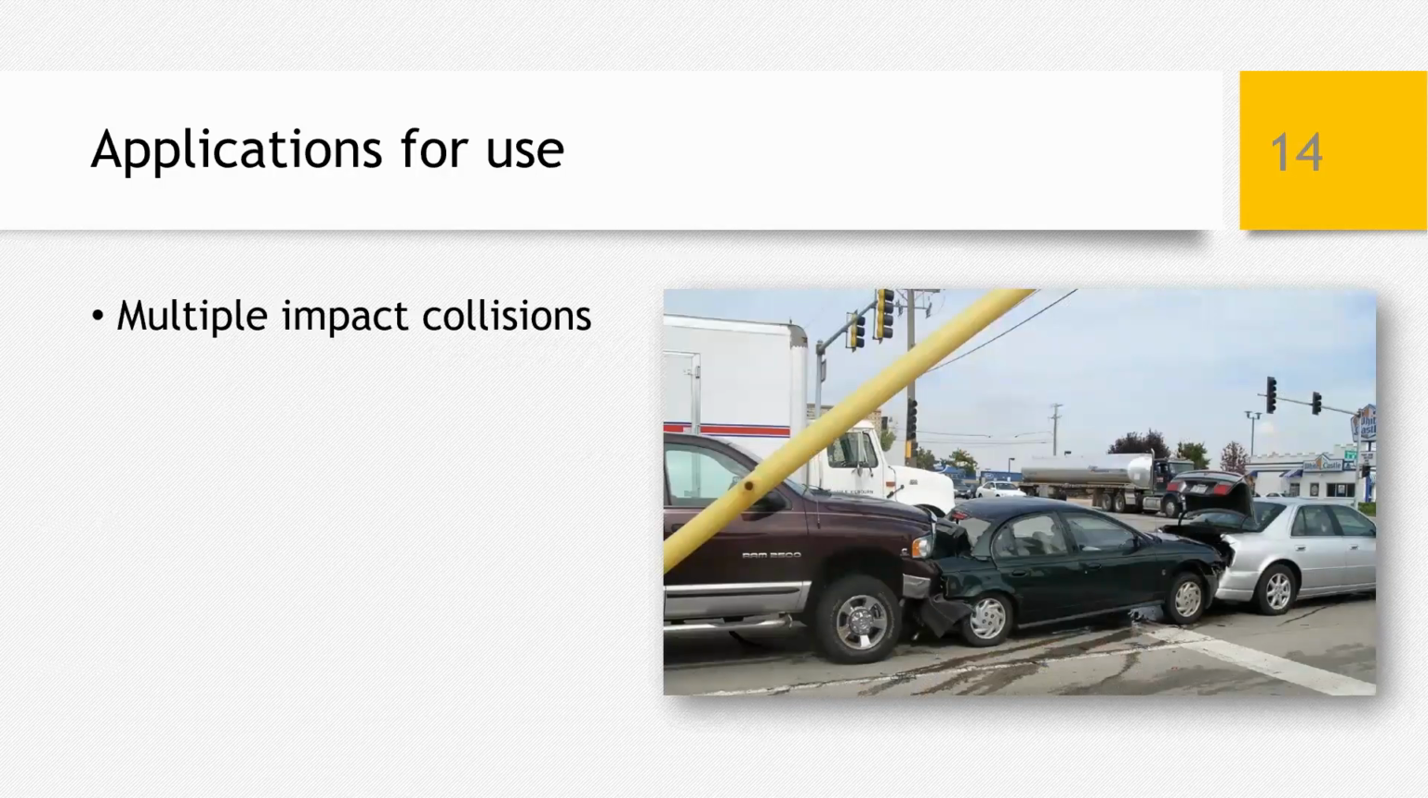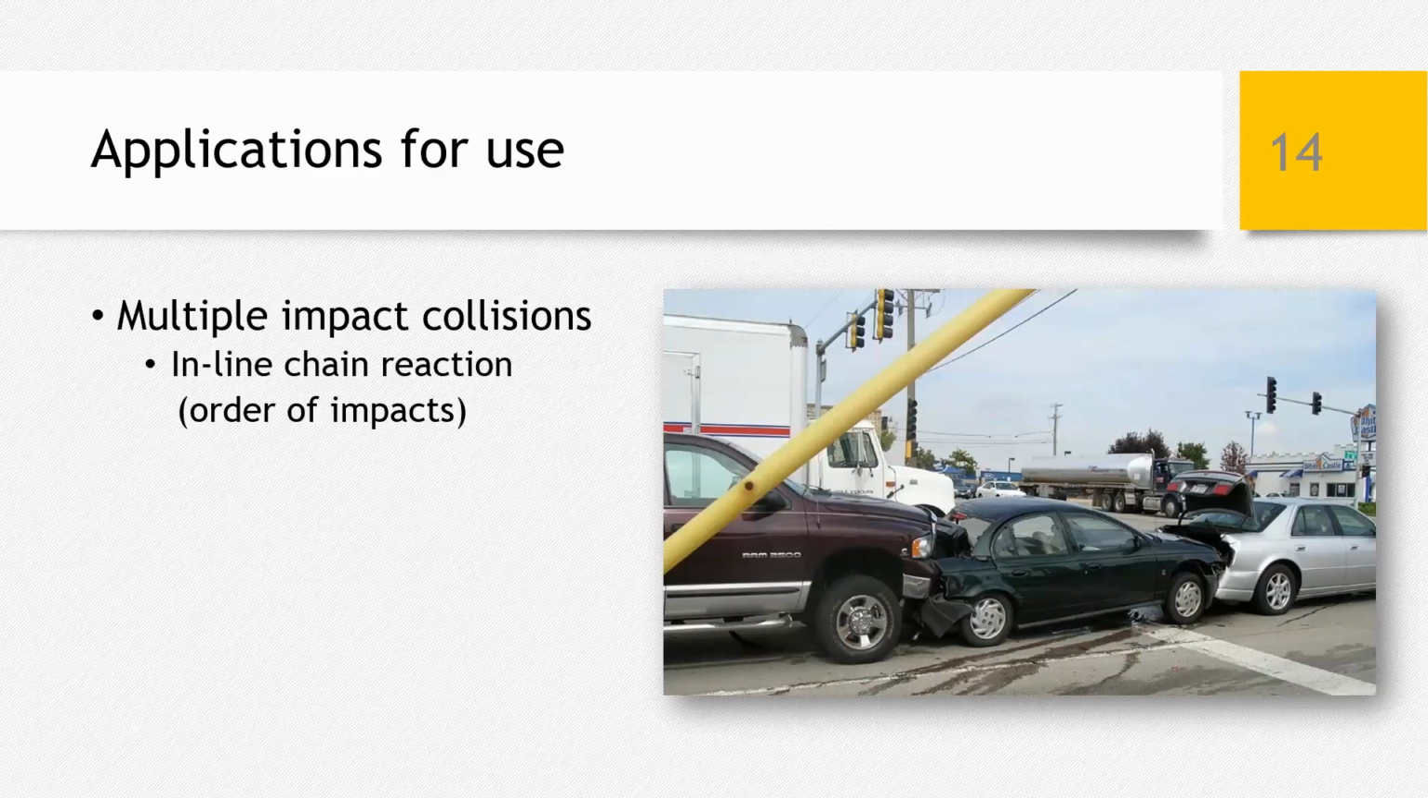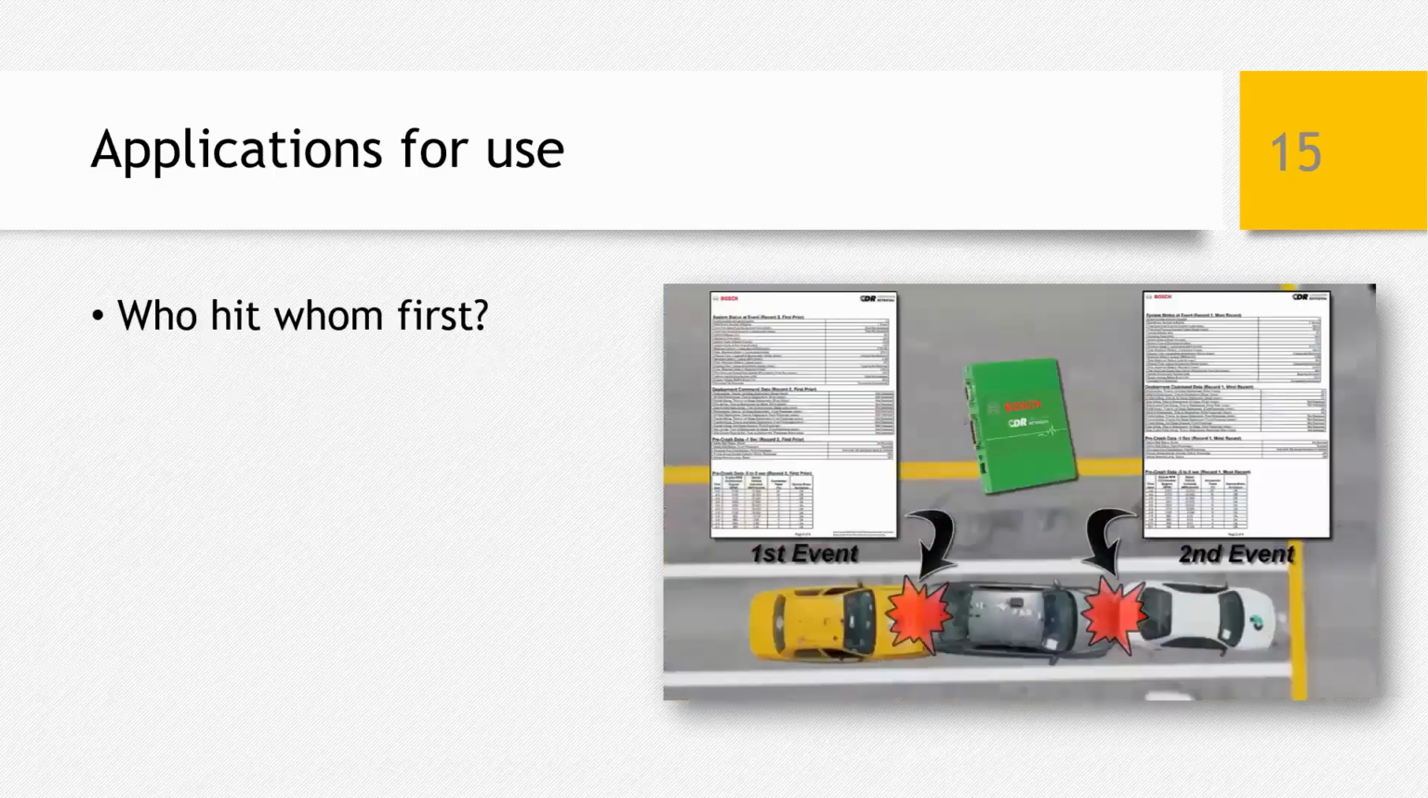Multiple impact collisions, such as an inline chain reaction crash. Who hit whom first? Your parties are all pointing fingers at each other. You don't have any witnesses. Physical evidence at the scene in this type of case will likely not answer the question of who hit whom first. You're left with unknown as the cause of your crash. None of us as accident investigators like to say, I don't know, or leave unknown as the cause of your crash, doing what you do. So EDR data can be really useful in these types of cases. So how can it be useful?